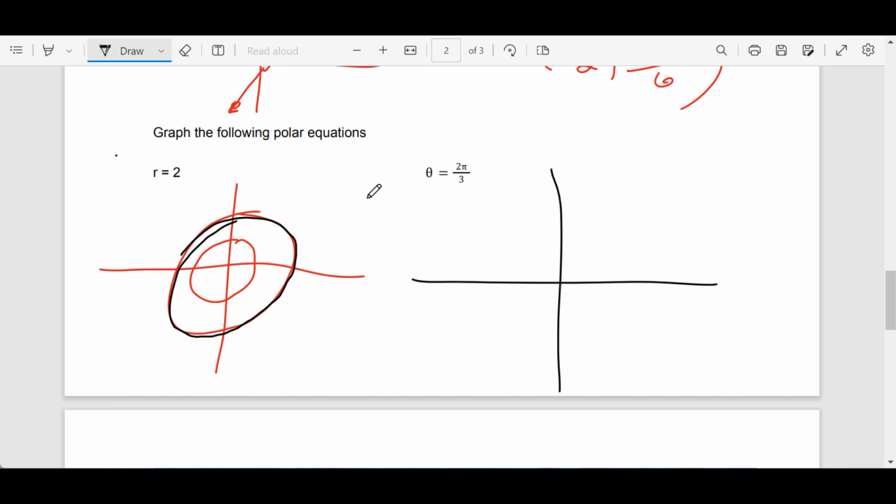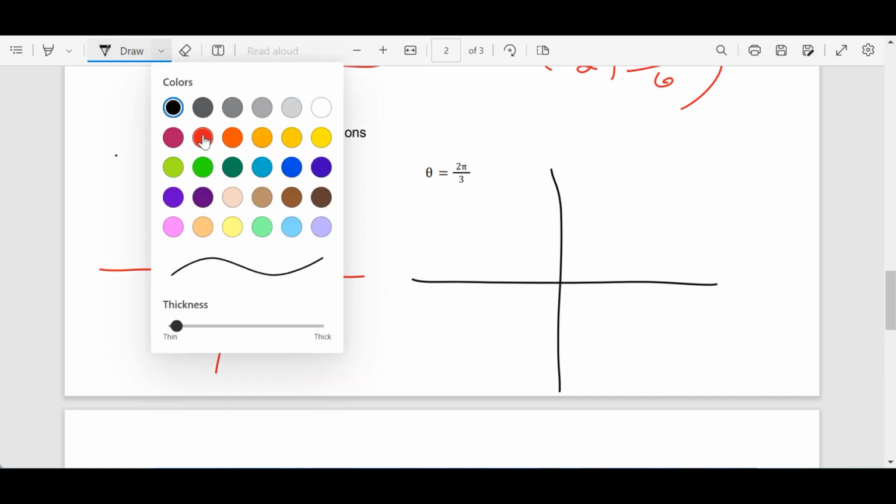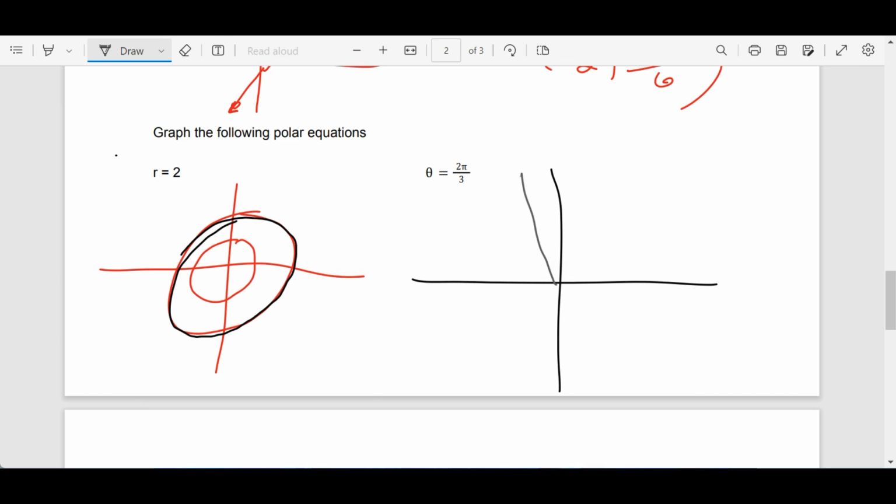Next, theta equals 2 pi over 3. Now 2 pi over 3, of course, is about right there, correct? Yes. But if r is negative, it could also go down there. So I have to graph both possibilities. So just a line that goes all the way through, like so.